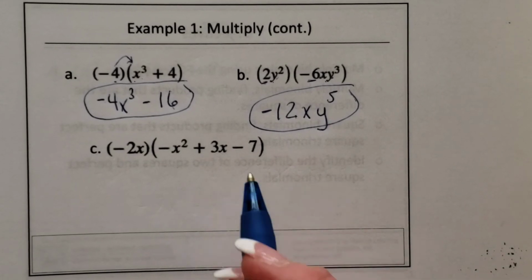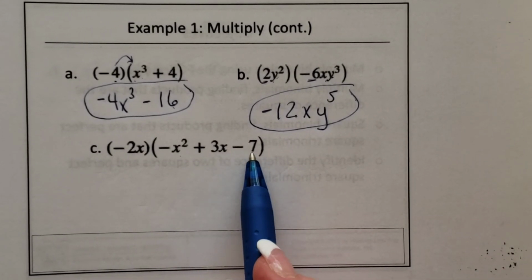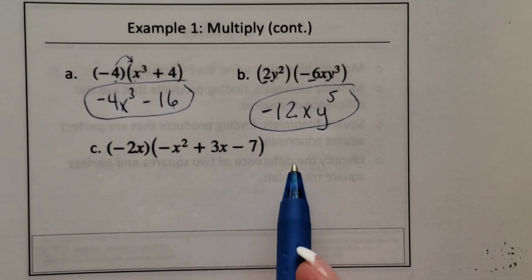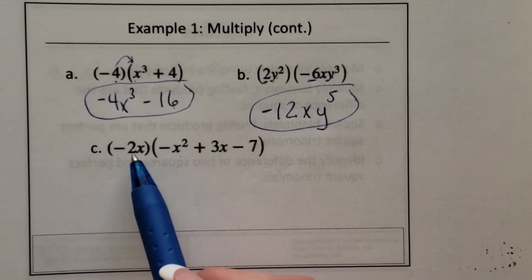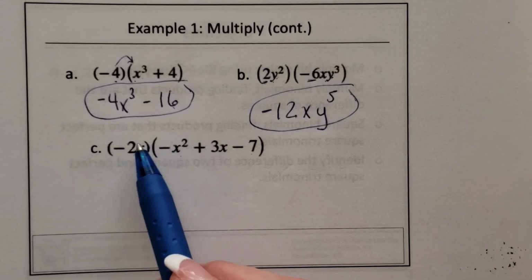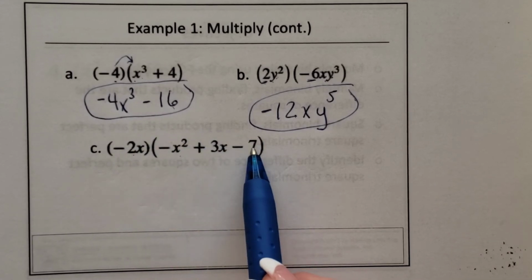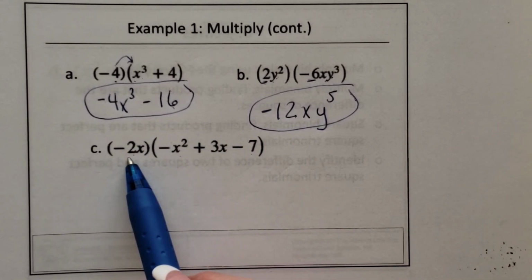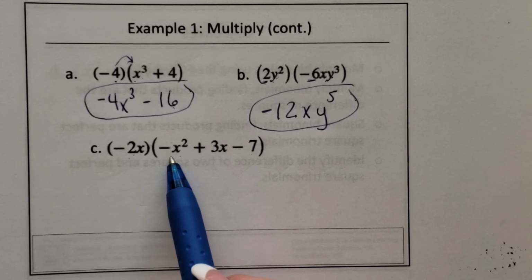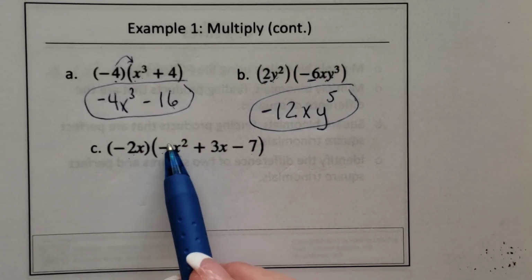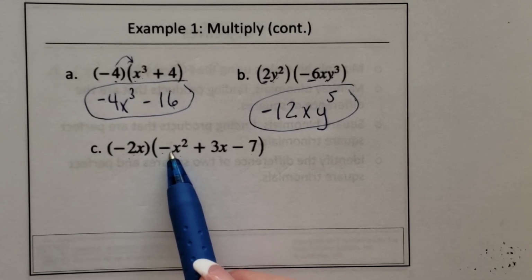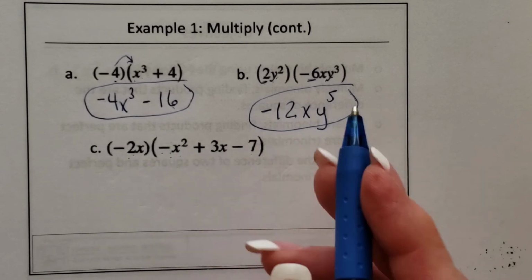All right, how many terms do you see? 3. So when we're done, how many terms should be in our answer? 3. Okay? So we're going to multiply this number by every single term. So negative 2x times negative x squared. First of all, a negative times a negative is a positive. So 2 times 1, there's an invisible 1 coefficient. 2 times 1 is 2. X times x squared is x to the third.